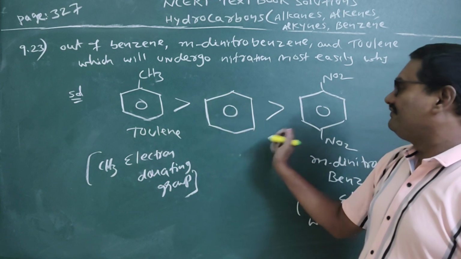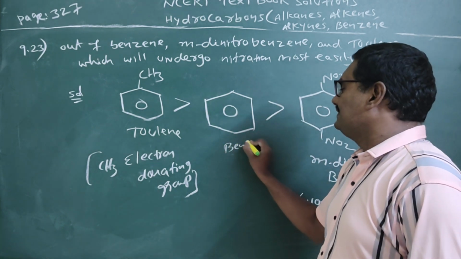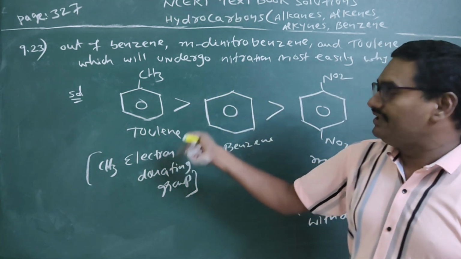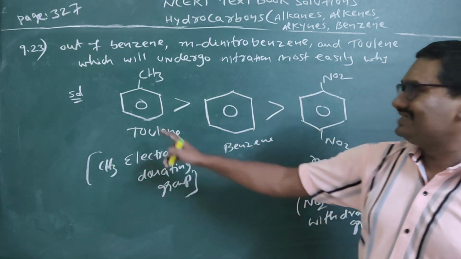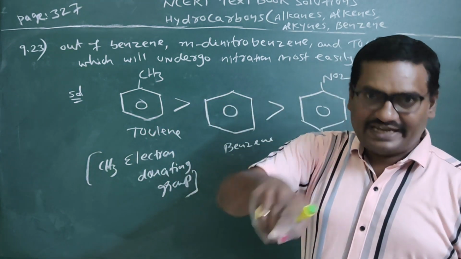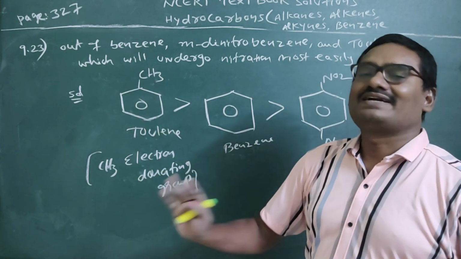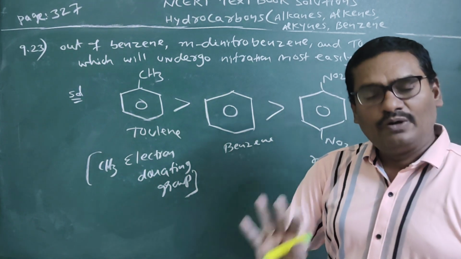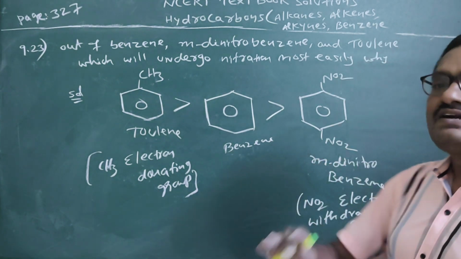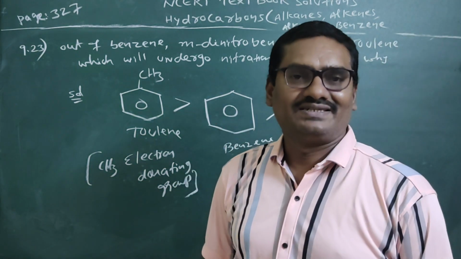Benzene is in between. So benzene is in between toluene and metadinitrobenzene. This is the reason: toluene is very high because CH3 is an electron donating group. Metadinitrobenzene is very low because NO2 is an electron withdrawing group. This is the reason. Thank you.